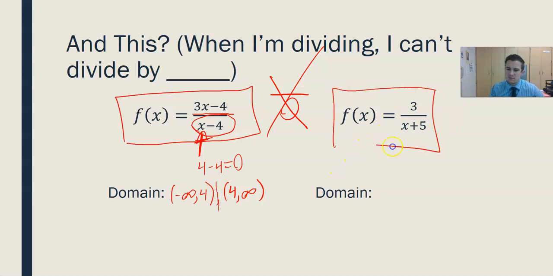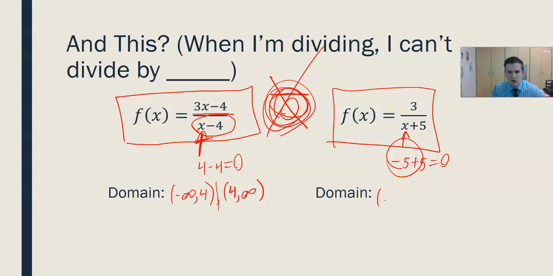This one right here, remember, if I'm dividing, the big kicker is I cannot divide by 0. So what value can I put in here for x that would make the denominator 0? Well, negative 5 plus 5 is 0. So I can't have negative 5 in my domain. Everything else is fine, but I can't have negative 5. So in interval notation, that's going to look like this. Negative infinity all the way up to negative 5. And from negative 5 all the way up to positive infinity.